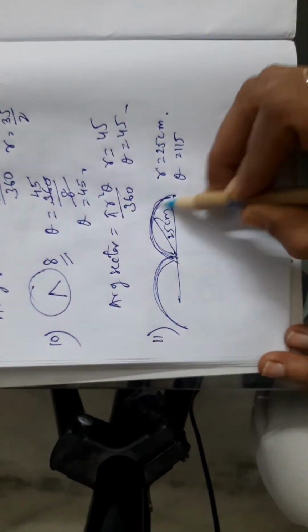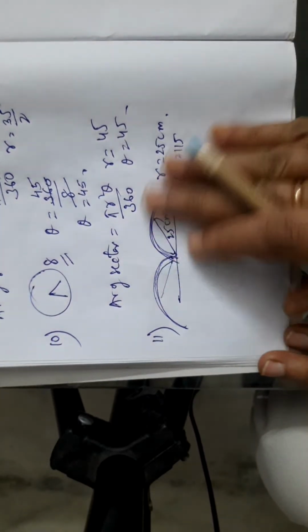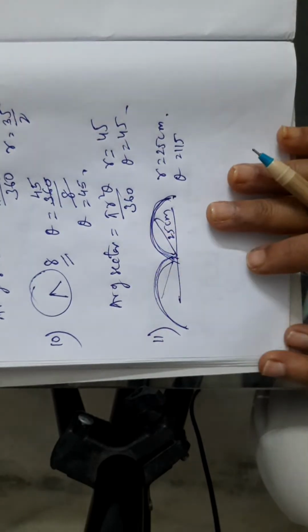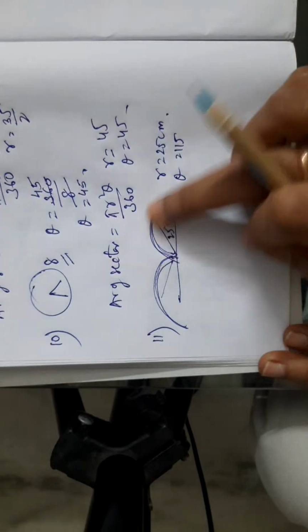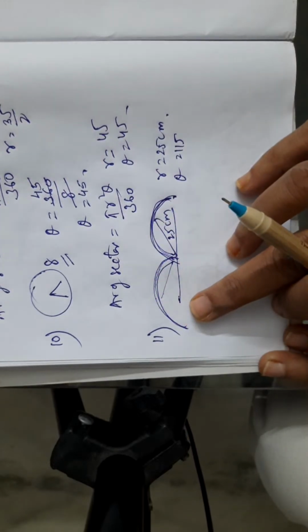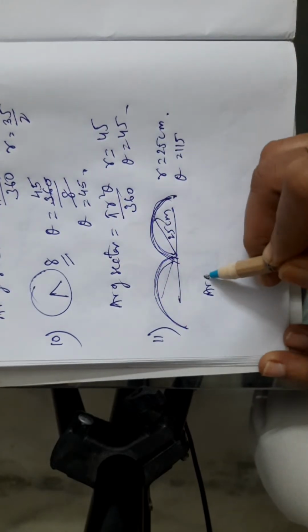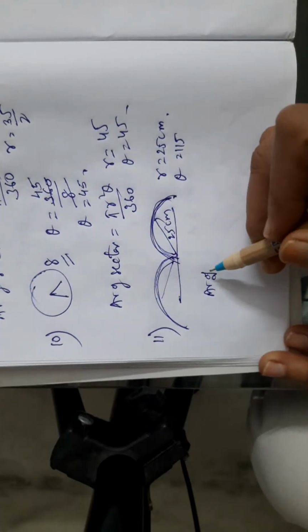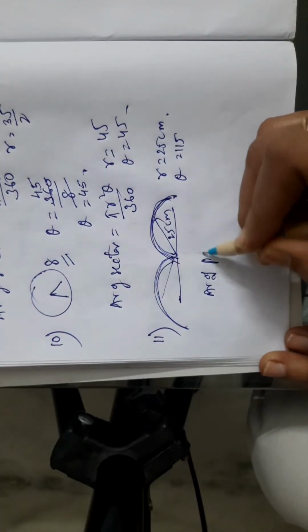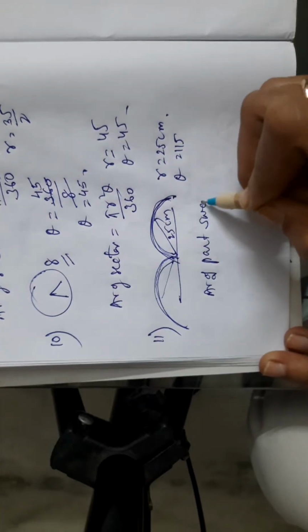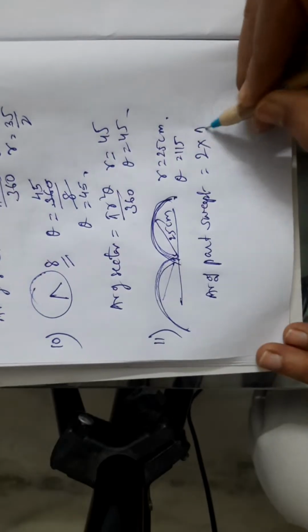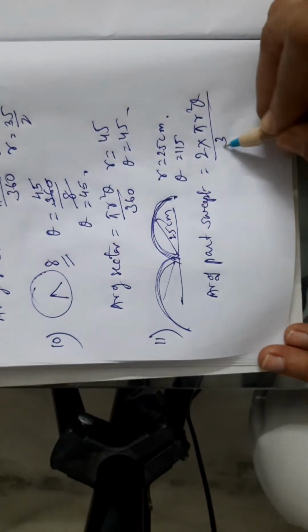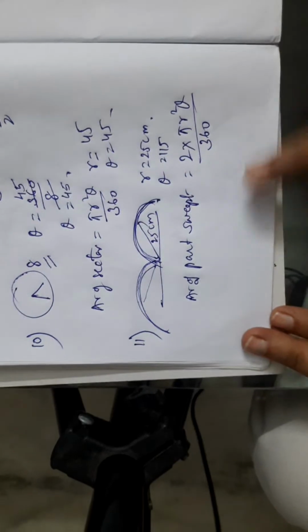So here 2 wipers will be there and it will be sweeping both sides. To get the total area, we will multiply the area of the sector by 2, as 2 sectors are being covered completely. The area to be swept is 2 multiplied by the area of the sector, pi r square theta by 360. So all the values are given.